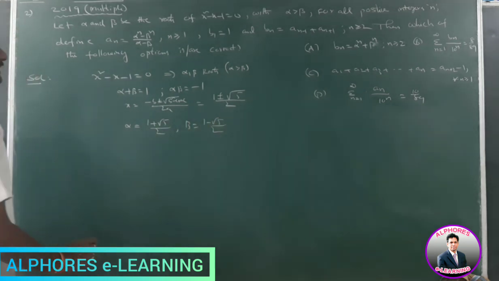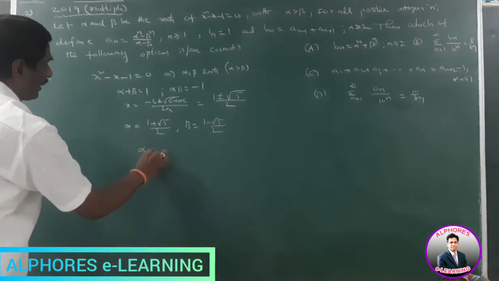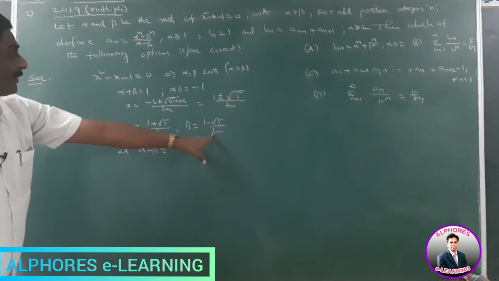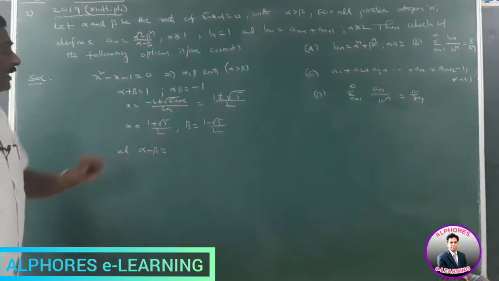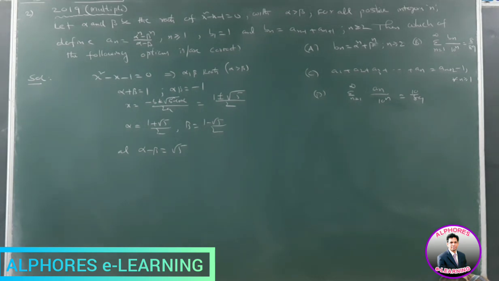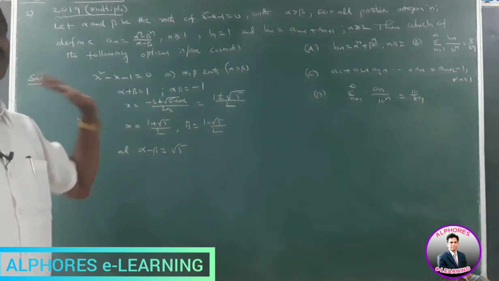At the same time, what is the difference between these two roots, alpha minus beta? Alpha minus beta is equal to 1 plus root 5 by 2 minus 1 minus root 5 by 2. 1 cancels, 2 root 5 by 2 means root 5. The difference of the roots is equal to root 5. First, we find the sum of the roots, product of the roots and difference of the roots.